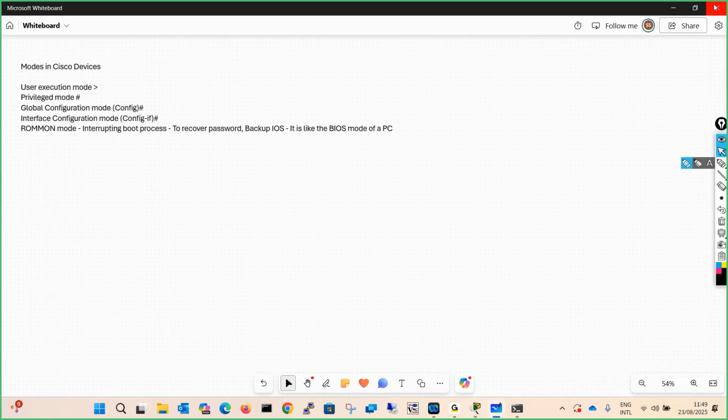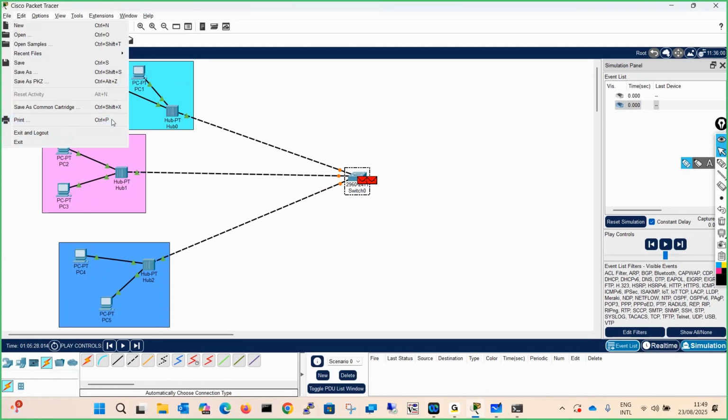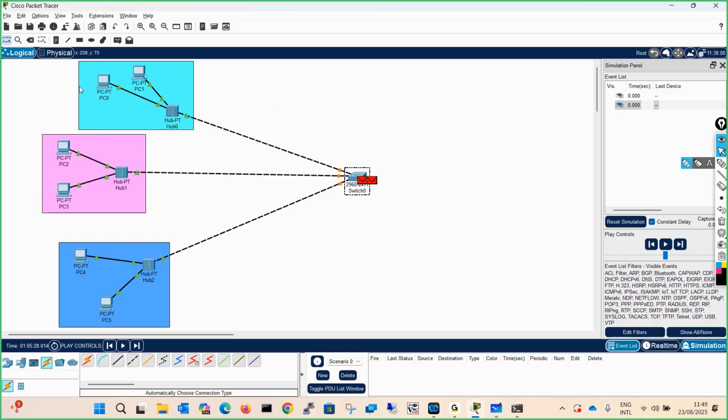Just close it, close the Packet Tracer, open the new lab. I'll just delete this.